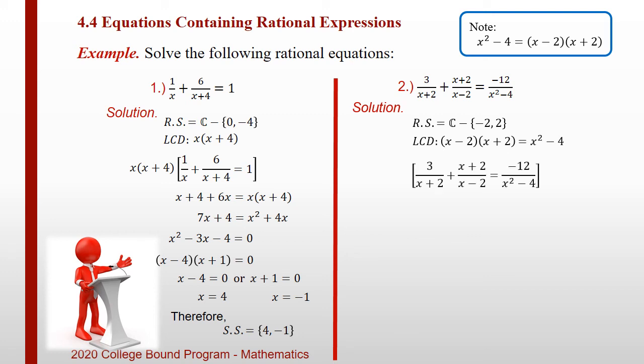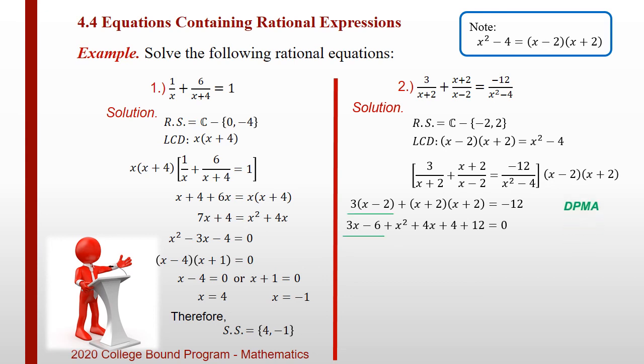Now, we will multiply the given by the LCD. This gives us the following equation. This is obtained by using DPMA and FOIL method. Combining like terms, we get x squared plus 7x plus 10 equals 0.